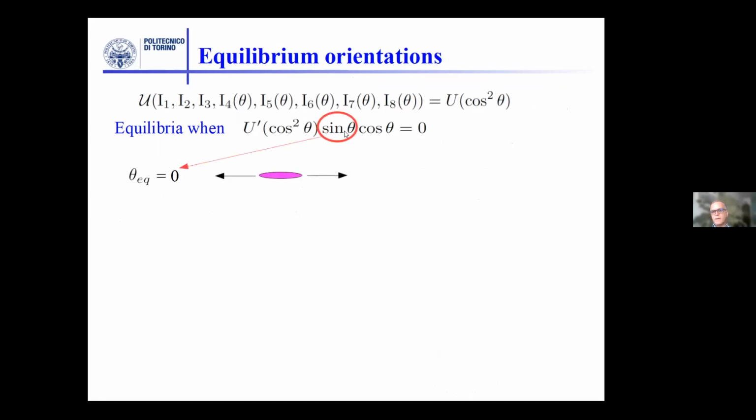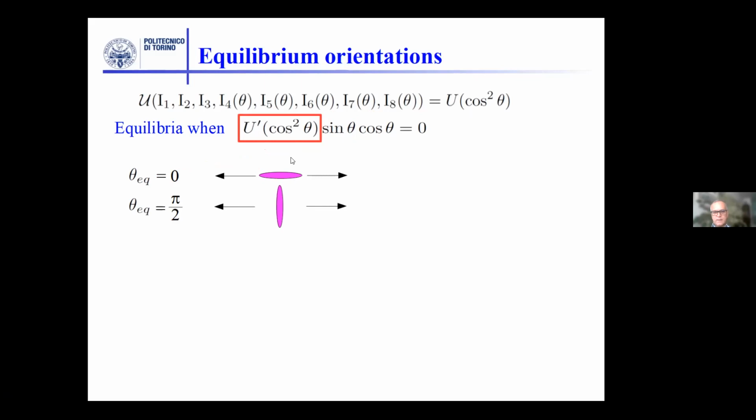And so when sine is equal to 0, or theta equals 0, the cells would elongate along the stretching direction. When cosine is equal to 0, it means that the cells will elongate perpendicularly to the stretching direction. And of course, you might have that this last term, u prime, vanishes. And actually, this is the most important part that I'm going to discuss now. But in order to do that, I need to specialize the energy.